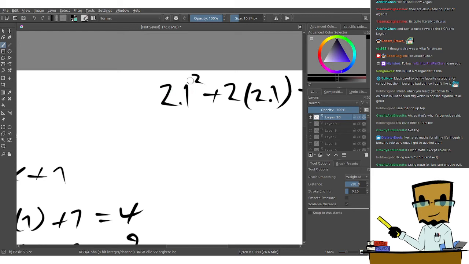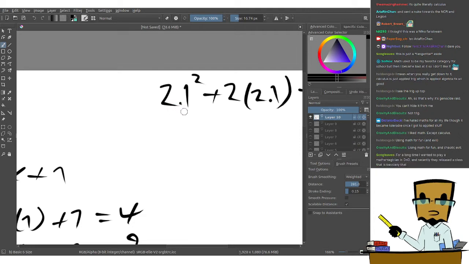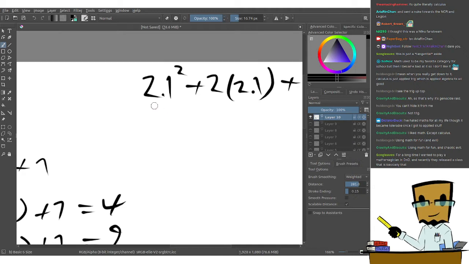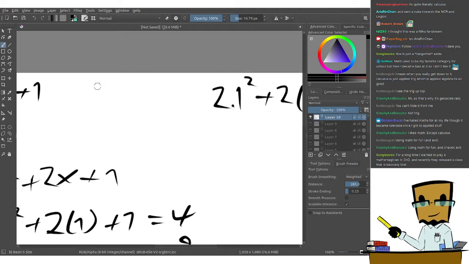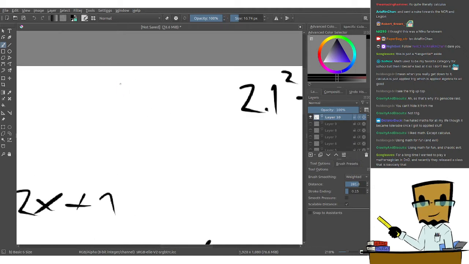So, 2.1 squared. Let's see. So that's 4.2 plus 0.4... 0.21? Yeah. Let's do long multiplication, just as a refresher.